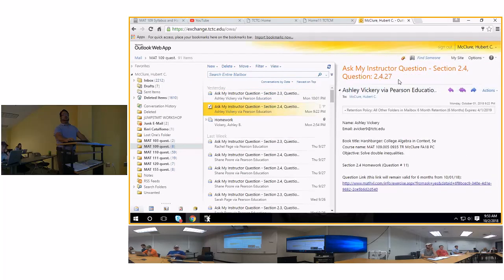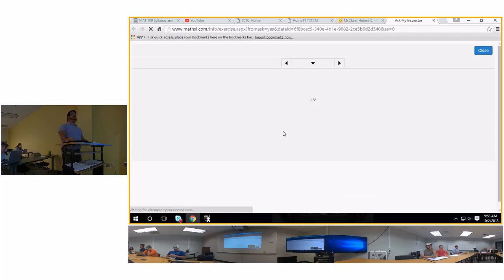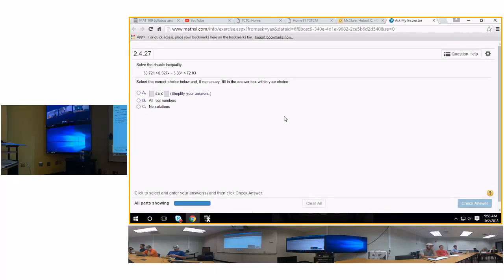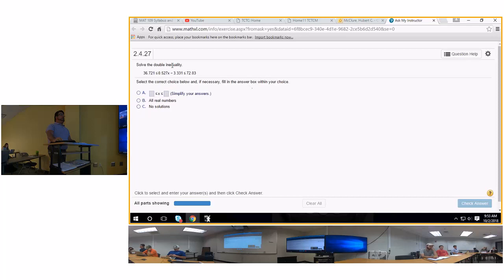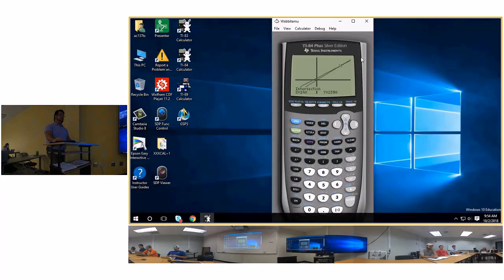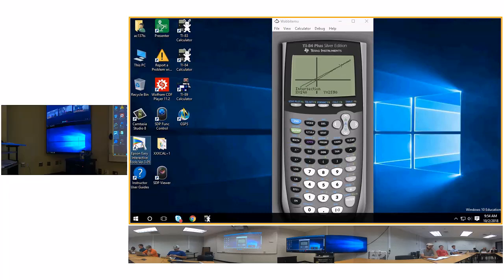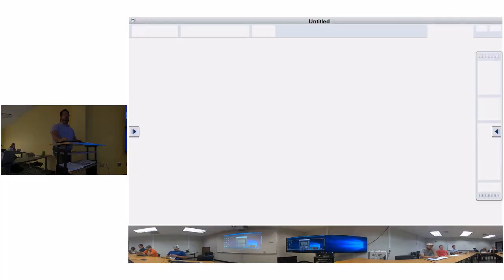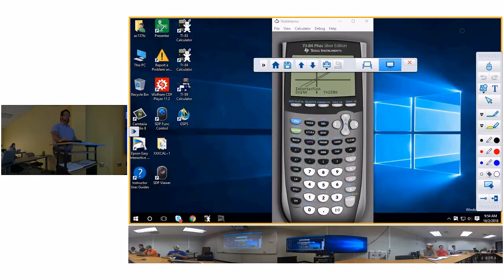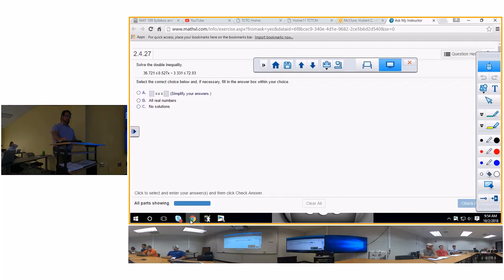2.4, 27/11. Okay, solve the double inequality. All right, first thing, you got to get the x by itself. Now get your calculators out, and I'm not going to put it on a calculator because I'm going to be drawing on the board. So let's go ahead and pull this up on the clear board. And here. There we go.